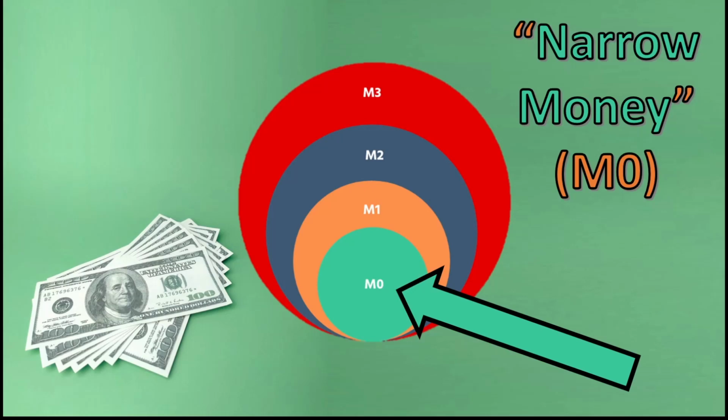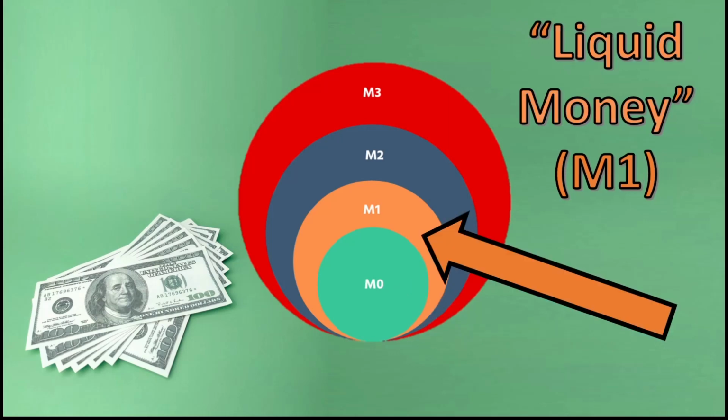So let's start off with the most narrow definition of the money supply, and that is the M0. The M0 includes only hard currency in circulation, such as paper money and coin currency. That's why it is called the narrow money, as it has the narrowest definition of what constitutes money. Moving on to the MB. The MB includes the M0 plus hard currency held in bank reserves, which technically are not in circulation.